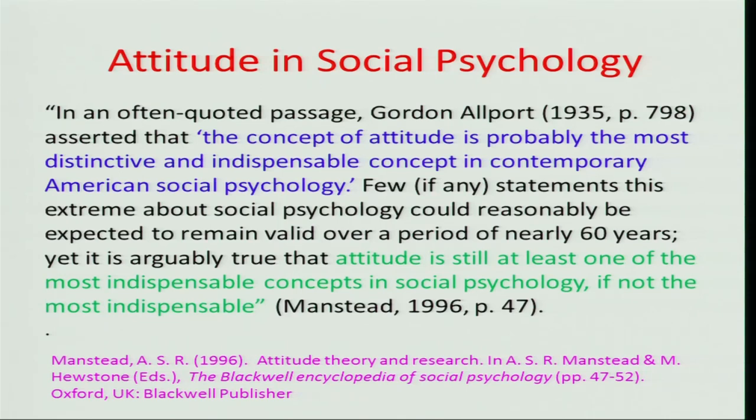Allport in 1935 said, the concept of attitude is probably the most distinctive and indispensable concept in contemporary American social psychology. In 1996, a quotation I have brought from Manstead, who wrote in the Blackwell Encyclopedia of Psychology: in an oft quoted passage, Gordon Allport asserted that the concept of attitude is probably the most distinctive and indispensable concept in contemporary American social psychology. Few, if any, statements this extreme about social psychology could reasonably be expected to remain valid over a period of nearly 60 years, because he is talking about 96. Yet it is arguably true that attitude is still at least one of the most indispensable concepts in social psychology, if not the most indispensable one.